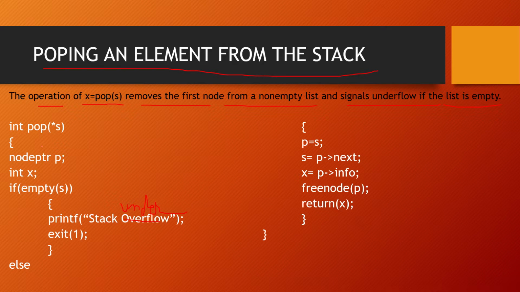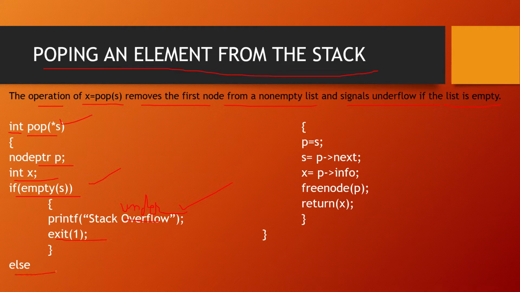So we have a function named pop which is returning an integer value. We are providing the top of the stack pointer. P is a variable of node ptr type. X is a variable of integer type. First we check if empty, if the stack is empty, it prints the message stack underflow and exits from the program. That is, we have no element to be deleted, so stack underflow, not overflow.